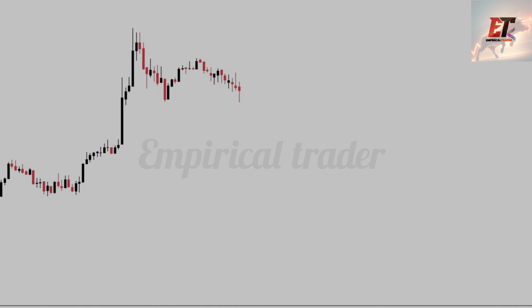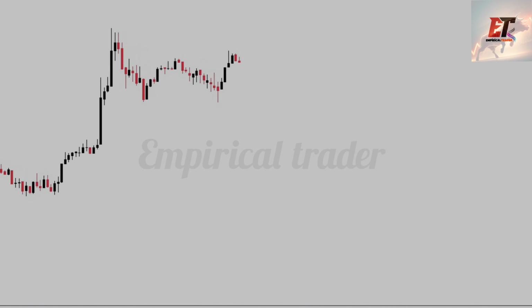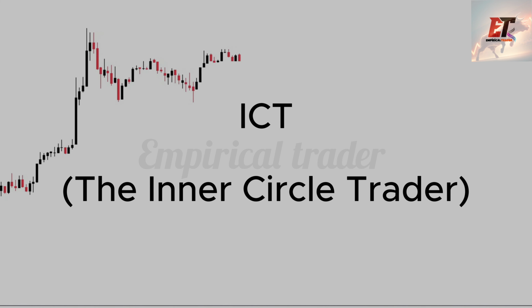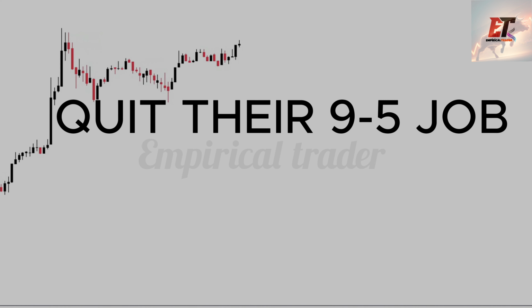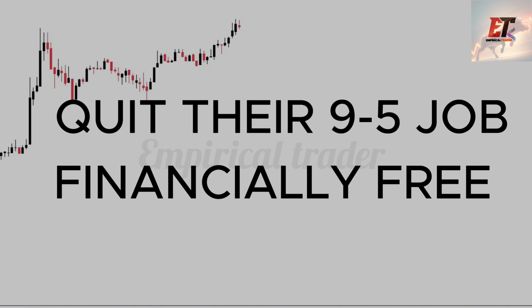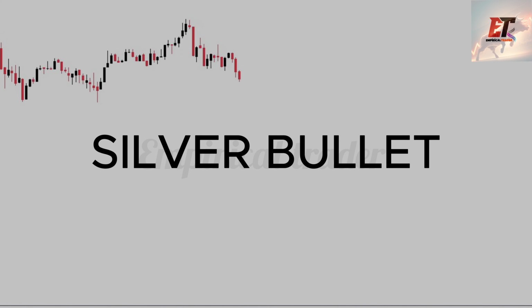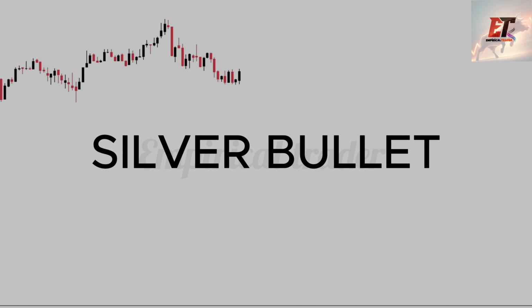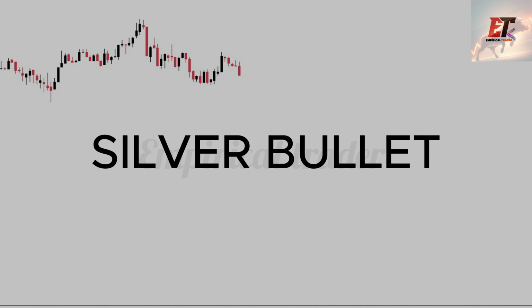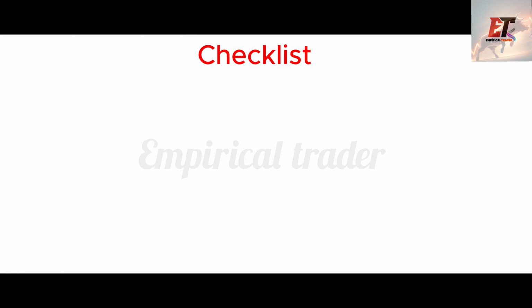90 days and you could become a profitable trader. This is said by ICT himself. Many of his followers have been able to quit their jobs and become financially free after learning this trading strategy for 3 months. The strategy is called Silver Bullet, and we are going to show you the best ways to trade it. This strategy requires a specific checklist to be met.